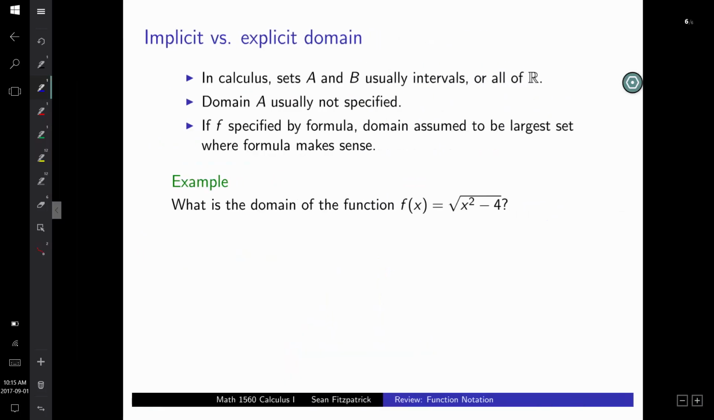Now, I promised one comment on domains. When you're dealing with functions of a real variable, the domain is always assumed to be a subset of R. How do we decide what that subset is? Because we usually don't specify it, right? When I say something like f of x equals x squared or e to the x or this guy, the square root of x squared minus 4, I'm probably not going to tell you a domain ahead of time. It's going to be up to you to figure out what the domain should be. And the way you figure it out is we ask ourselves, for which x values does this make sense?